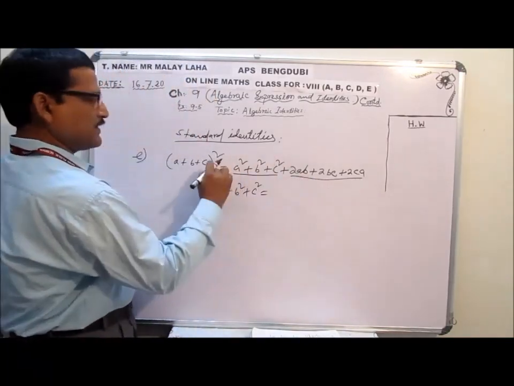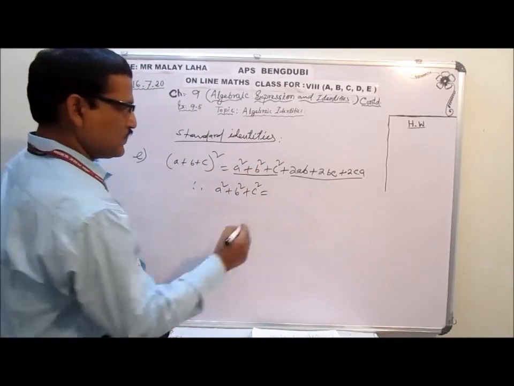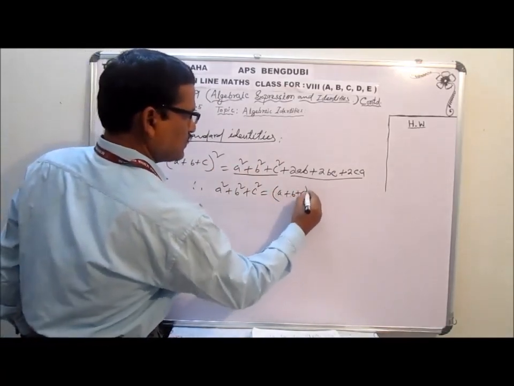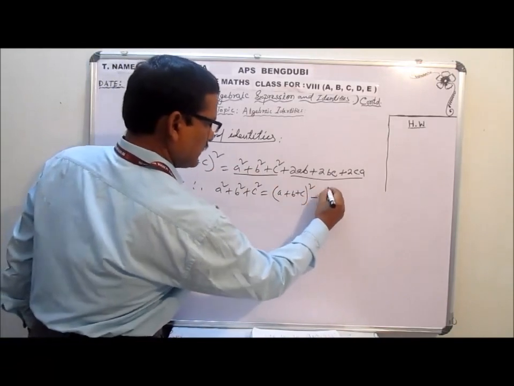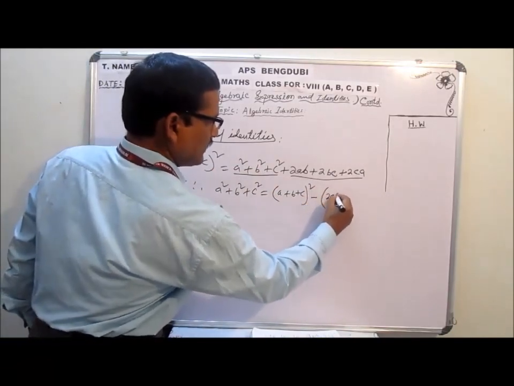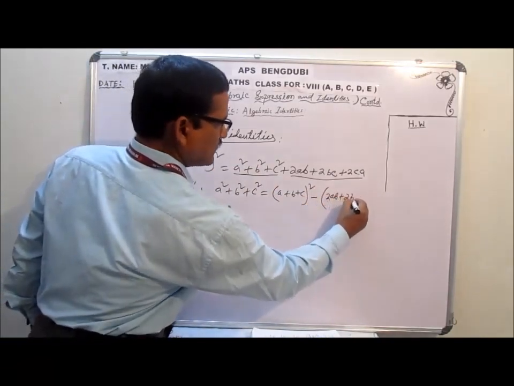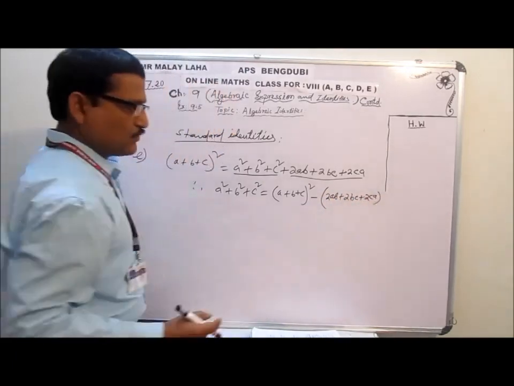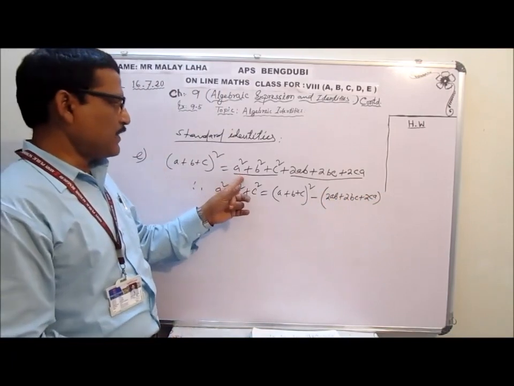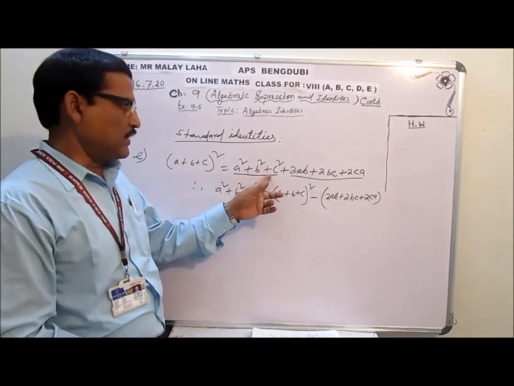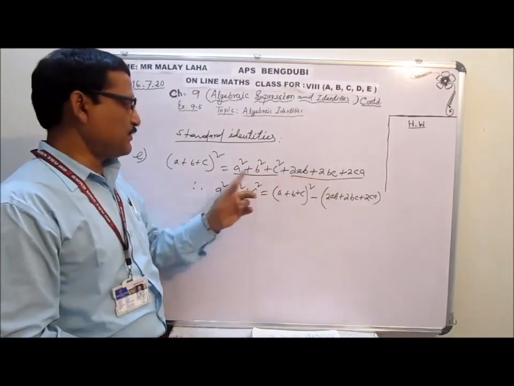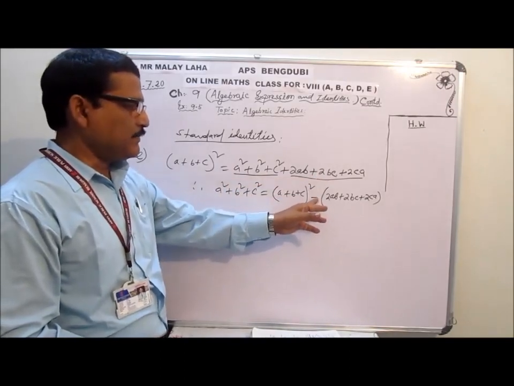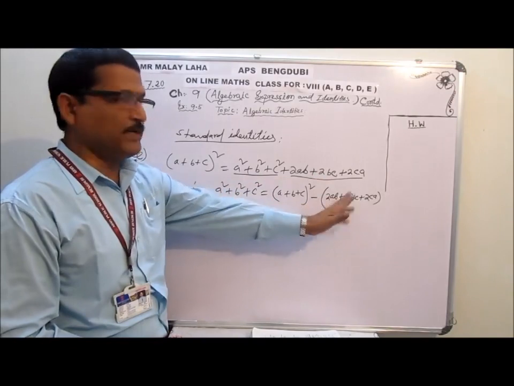If I shift this side, it will be negative. So it will be (a plus b plus c) whole square minus in bracket (twice ab plus twice bc plus twice ca). Understood? So a square plus b square plus c square we require. So what we will do? The entire part I will shift, and what we have written I have given in bracket. That means if I remove the bracket, it all will be negative.